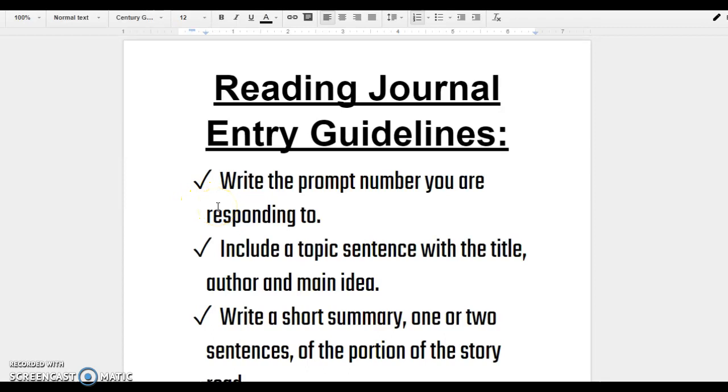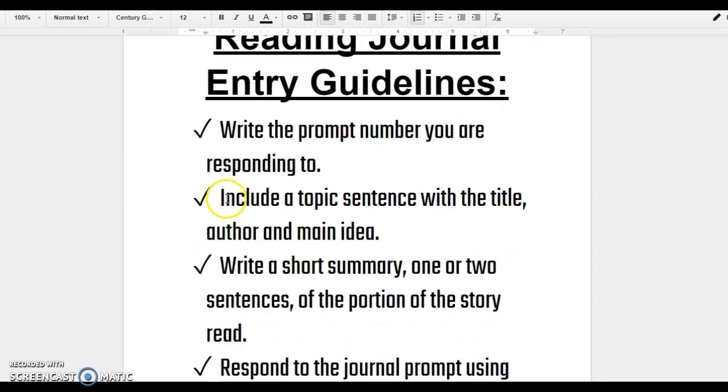That means you're going to look at the list of prompts, which we'll show you in a brief moment, and write down the number of the prompt you're answering. You do not need to copy over the whole prompt, just state the number so the teachers know what you're responding to. Next, make sure you include a topic sentence with the title, author, and the main idea.